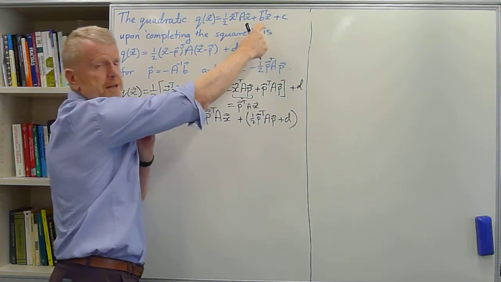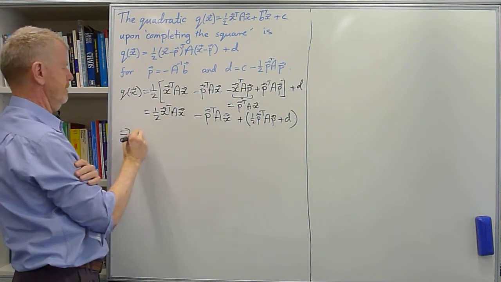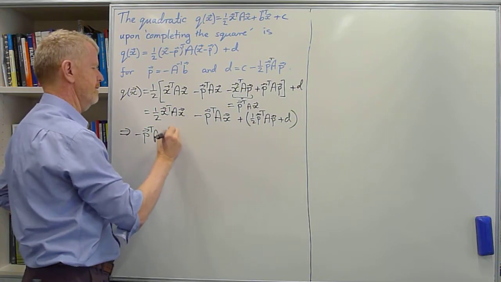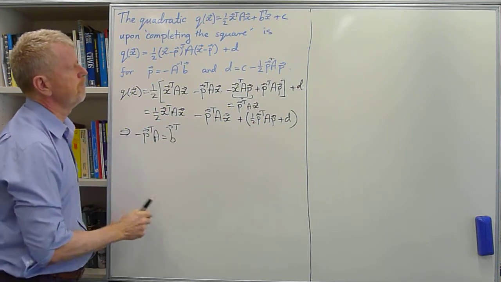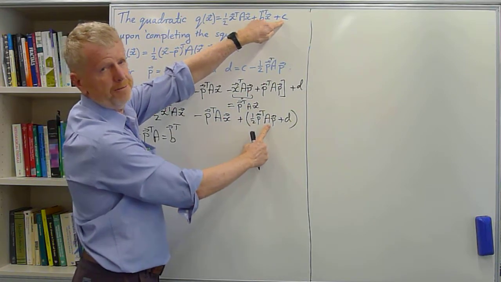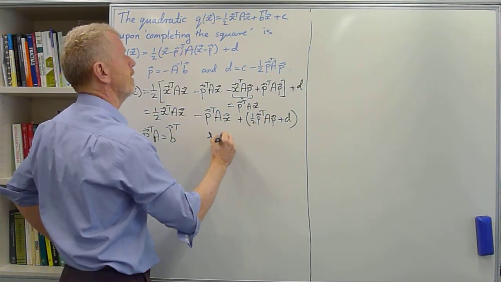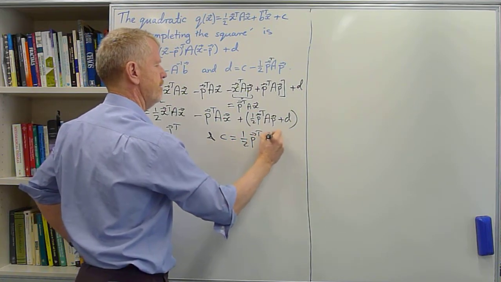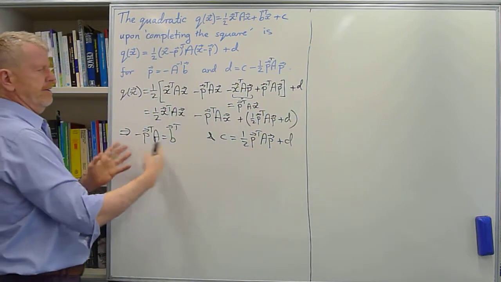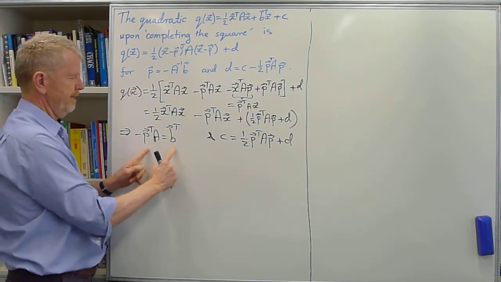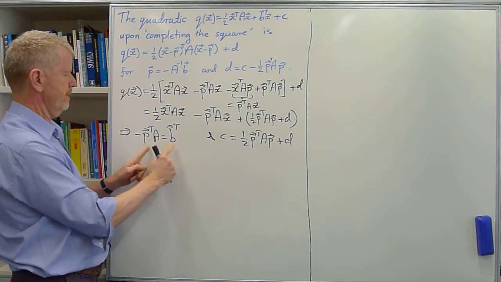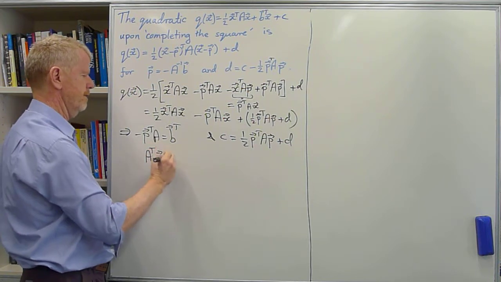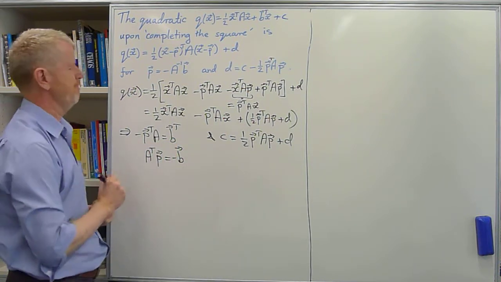These are the only x terms, so that has to match that. So that says we must have minus p transposed A has to be the same as b transposed. And then this is the constant term. And so the constant c must be the same thing as a half p transposed Ap plus d. Let's just rearrange these a little. Take the transpose of both sides here and multiply by the minus. We get A transposed p is equal to minus b.